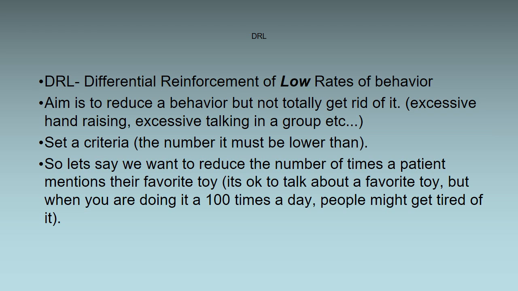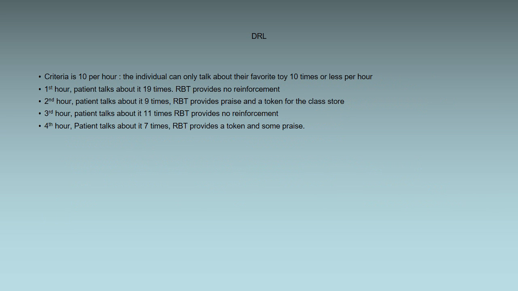So let's say we want to reduce the number of times a patient mentions their favorite toy. Again, it's okay to talk about a favorite toy, but when they're doing it 100 times a day, people might get tired of it. So in this example, let's say the criteria is the person can talk about their favorite toy 10 times per hour. The individual can only talk about their favorite toy 10 times or less per hour.